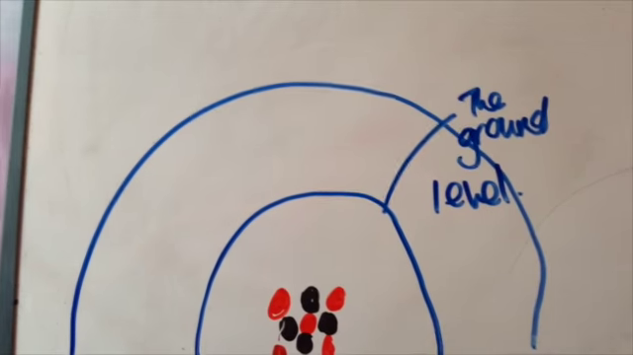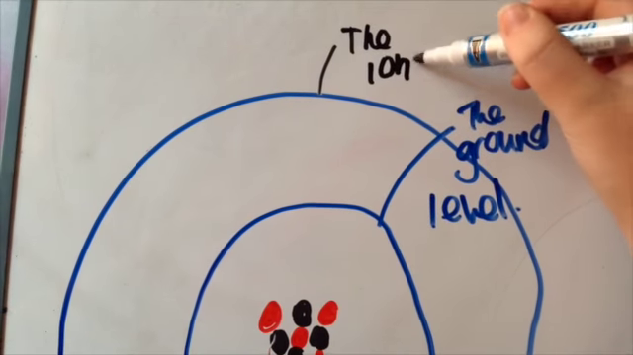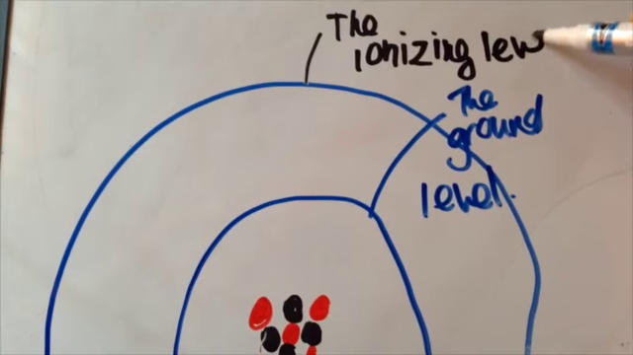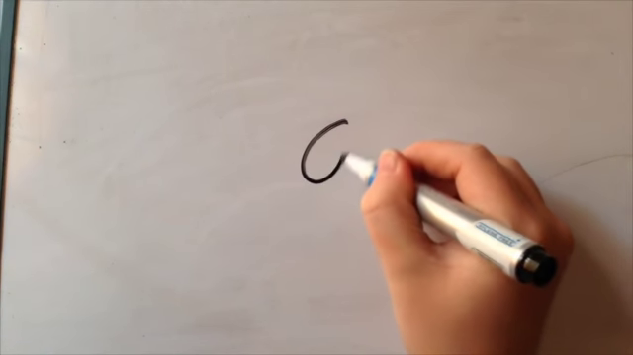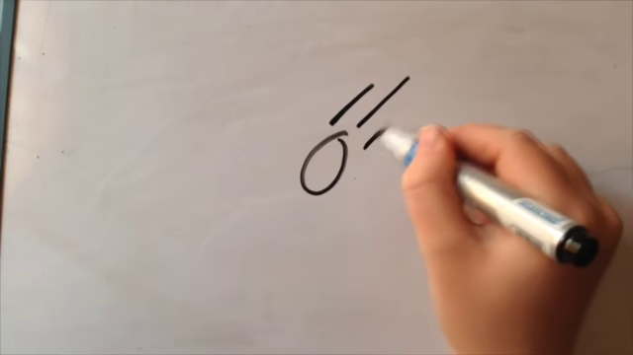The ionization level is the furthest shell from the nucleus. It is also the level where, if an electron is given enough energy, it will escape from the atom. A photon is a particle that represents a quantum of light. It carries light energy and has a resting mass of 0.